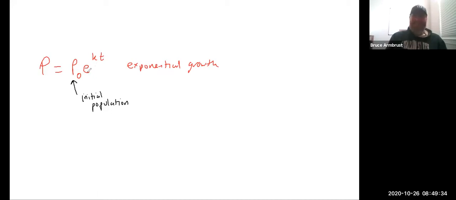E, of course, is e. And then we've got k and t. T is your time, so it'll be the number of time periods or whatever. And then k is your growth or decay rate. The only difference, as I mentioned before, is that growth is going to be positive and decay is going to be negative. And that's because of how exponential functions work.